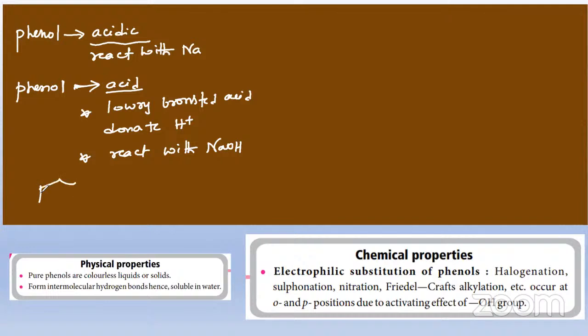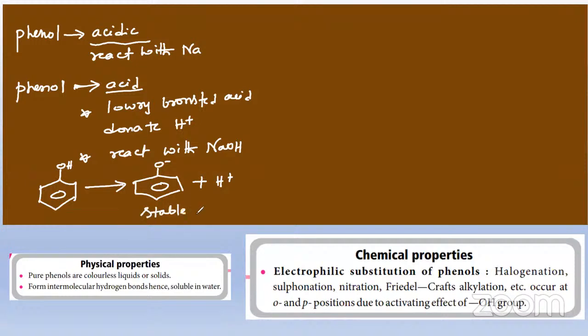And by donating H+, phenol can form a stable phenoxide ion. Equilibrium will shift to the right side only. By donating an H+, they can form a stable phenoxide ion. And this phenoxide ion is more stable than the phenol itself.